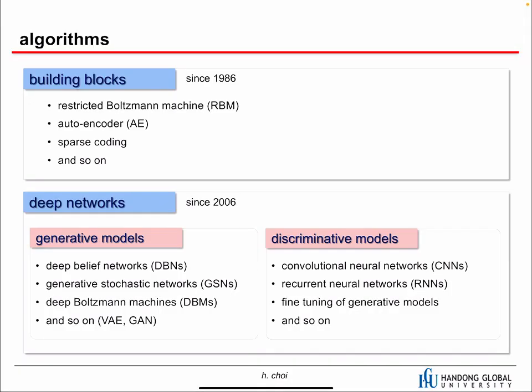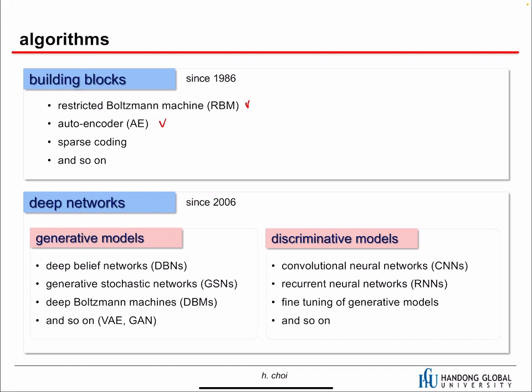Okay, then what kind of algorithms do we have in deep learning? When deep learning was just beginning, we could organize all these deep learning algorithms in this way. Since we used pre-training, we need building blocks to train the layers. RBM was the most popular, and the autoencoder can be used, and some people use sparse coding to train the layers, layer by layer. And then we can stack these layers to make deep networks.